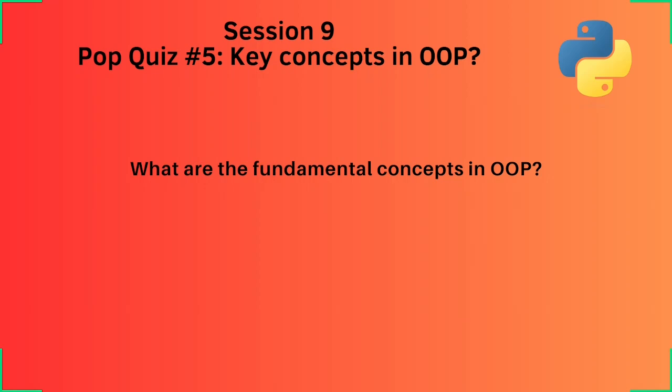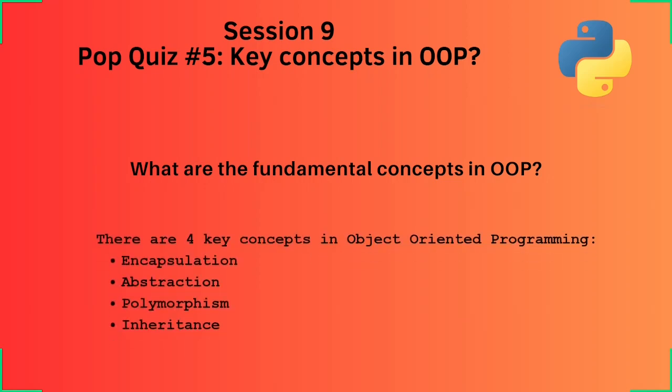Okay, here's another pop quiz. What are fundamental concepts of OOP? Any takers? Okay, we talked about this. There are four key concepts in object-oriented programming. Those are encapsulation, abstraction, polymorphism, and inheritance.